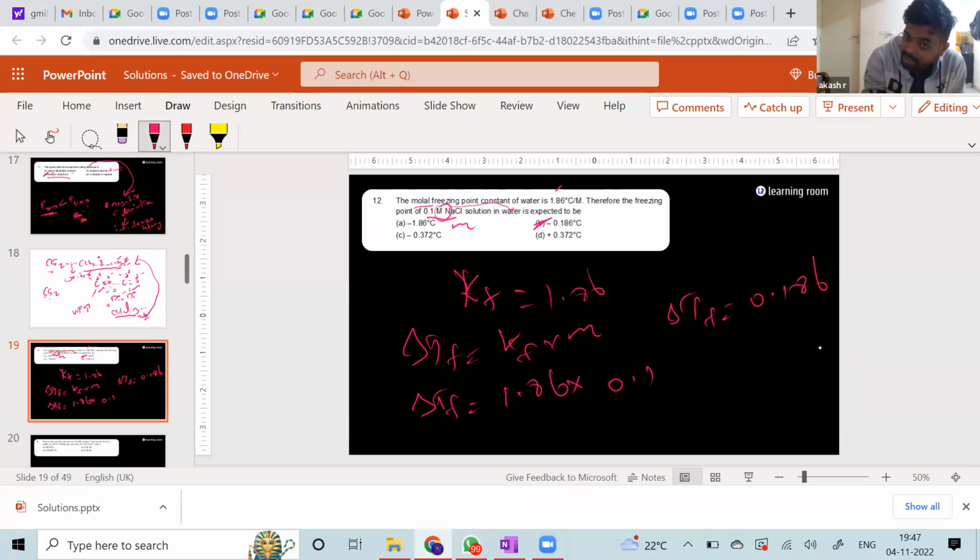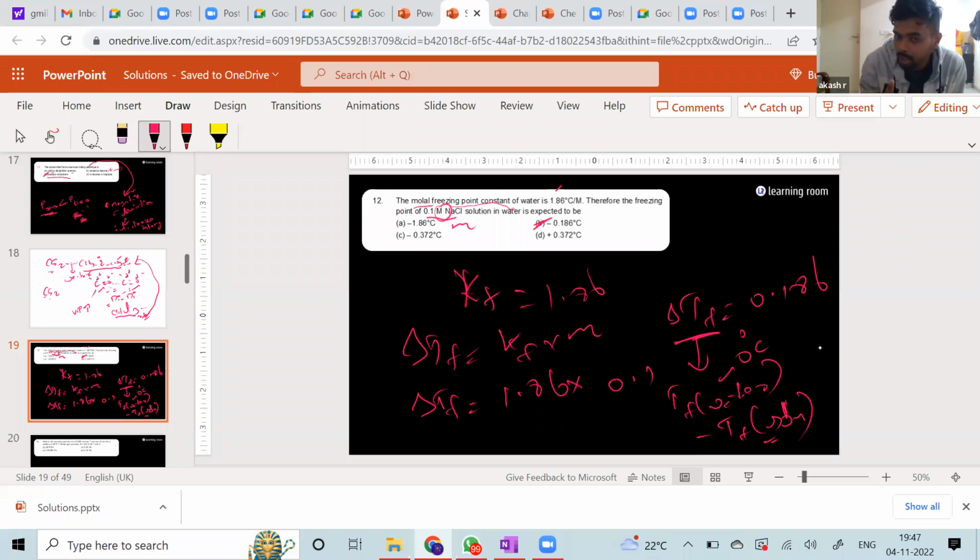0.186. This is not the freezing point. This is the depression in freezing point. How will you calculate the freezing point of the solution? Depression in freezing point, how do you represent? It is the freezing point of water minus the freezing point of solution. That is how you represent, right? Delta Tf is the change in the freezing point: freezing point of water minus freezing point of solution. I know the freezing point of water is 0 degrees Celsius. Now, if you are closely watching this, we generally go for substituting the values in Kelvin, right?